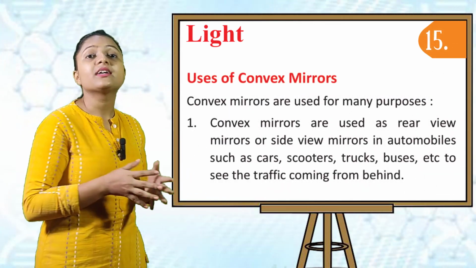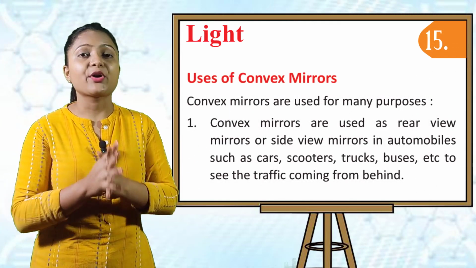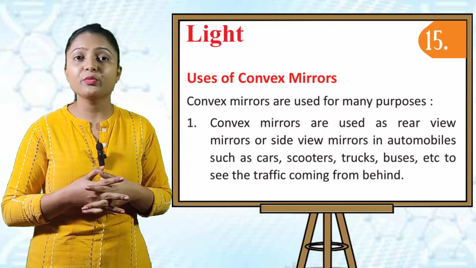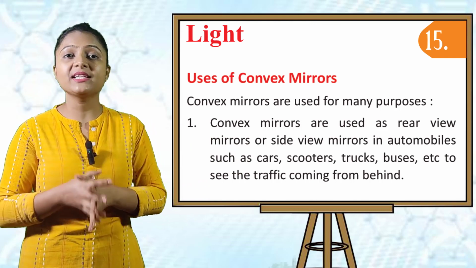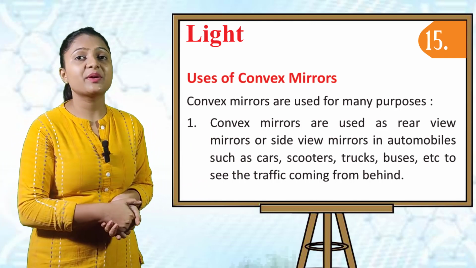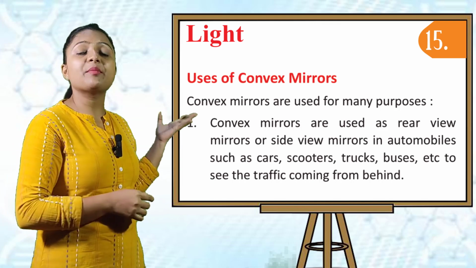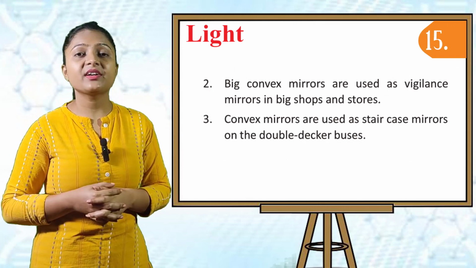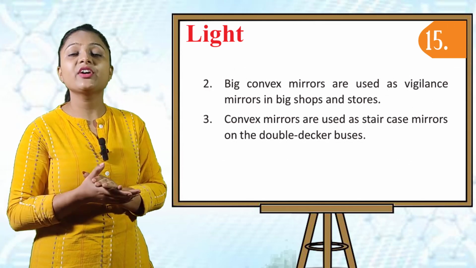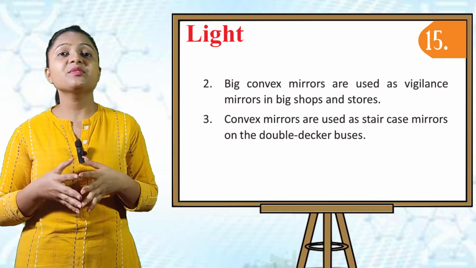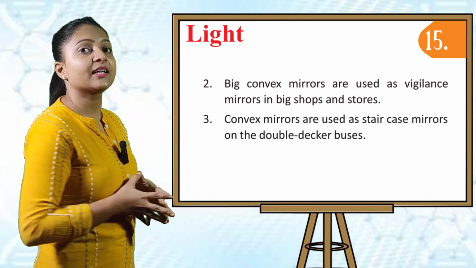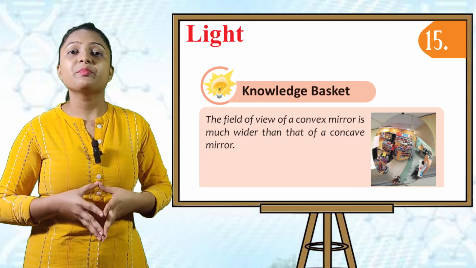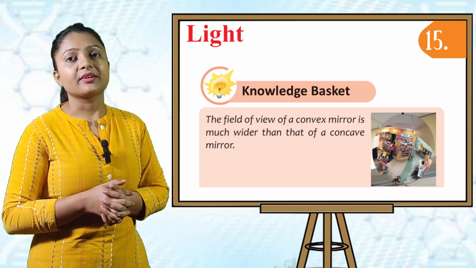Uses of convex mirror. Convex mirror कहाँ use में आता है? Convex mirrors are used for many purposes. First, convex mirrors are used as rear view mirrors or side view mirrors in automobiles such as cars, scooters, trucks, buses, etc. to see the traffic coming from behind. Number 2, big convex mirrors are used as vigilance mirrors in big shops and stores. Number 3, convex mirrors are used as staircase mirrors on double-decker buses. Knowledge basket: the field of view of a convex mirror is much wider than that of a concave mirror.